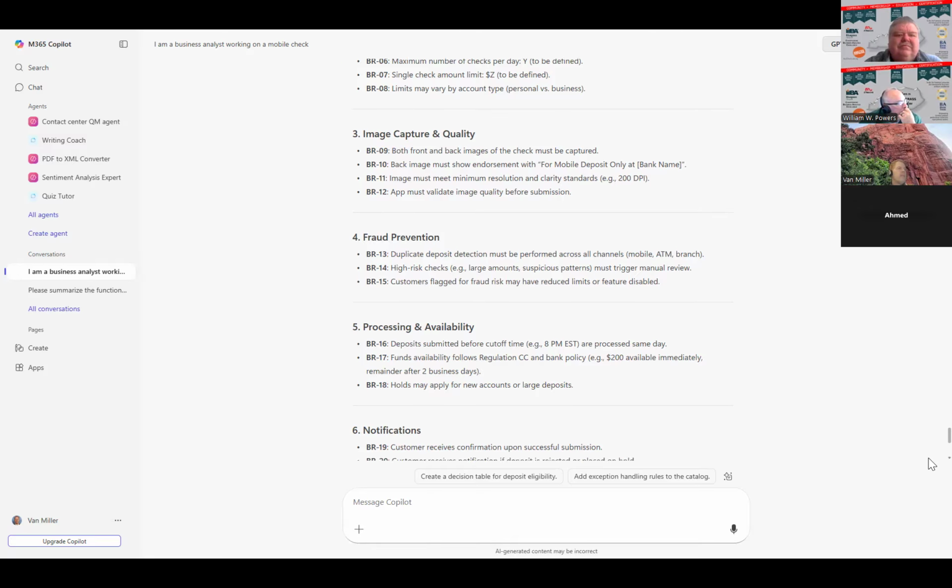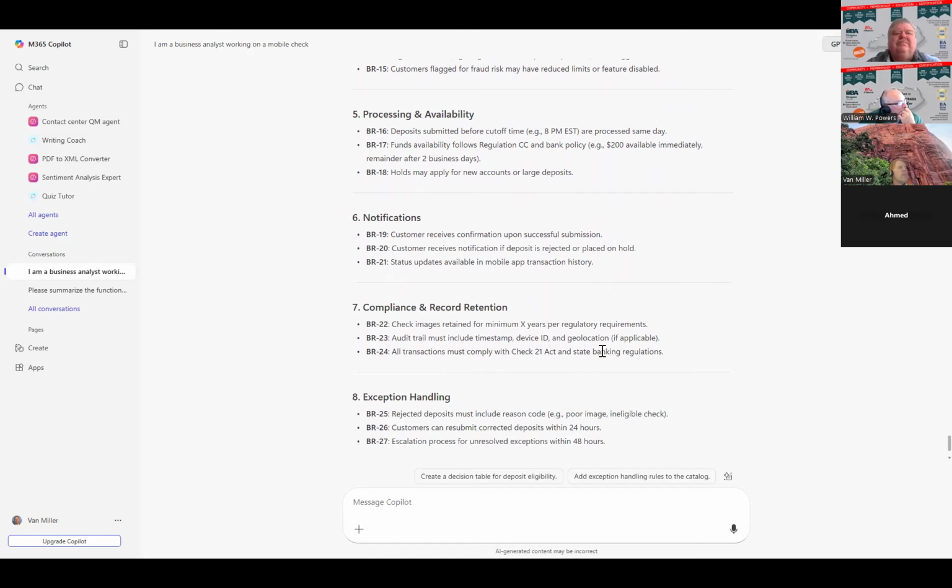Okay. Processing and availability: deposits submitted before cutoff time are processed the same day. I remember seeing something like that in our case study too. I forget the exact time, but that was in there. Funds availability must follow regulation. CC, I don't know what CC means. Maybe bank regulatory, check credit and bank policy, something like that. Okay.